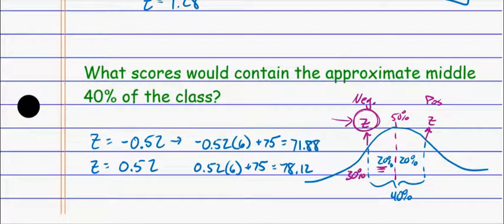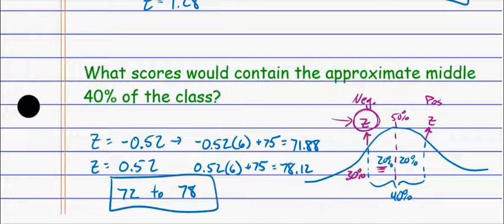71.88. Okay? And so that just means that the middle 40% of the class goes from about 72, a score of 72, to a score of 78. Okay, so that represents that kind of middle 40% of the class. Okay, so again, we're finding the percent, we're hunting that down on our z-chart, we're finding the z-score associated with that, and then if need be, we convert that z-score to a value on our normal distribution curve. Okay.